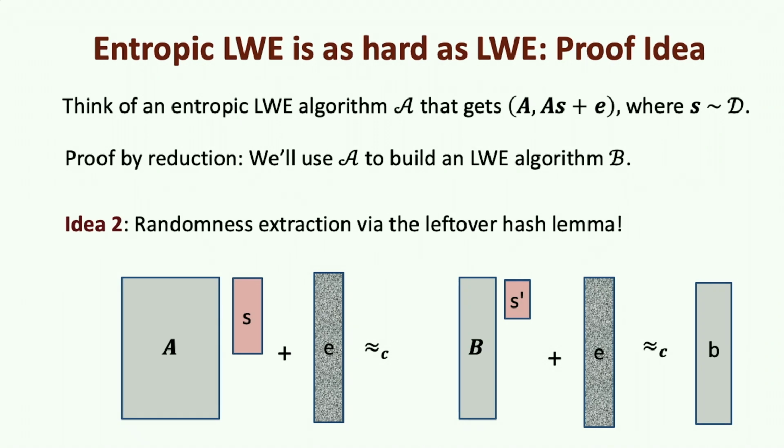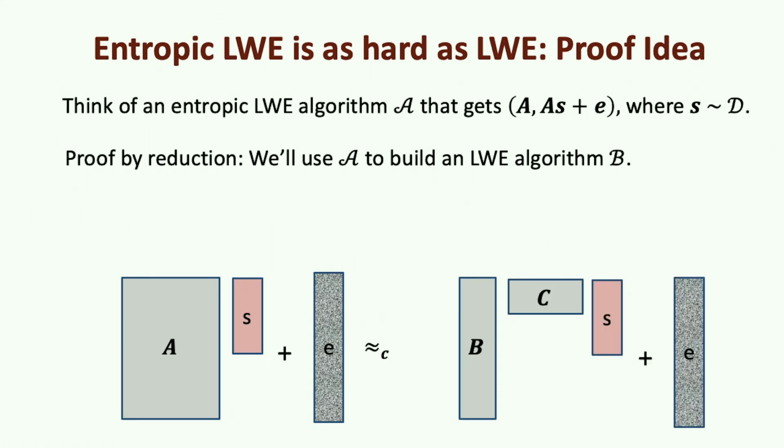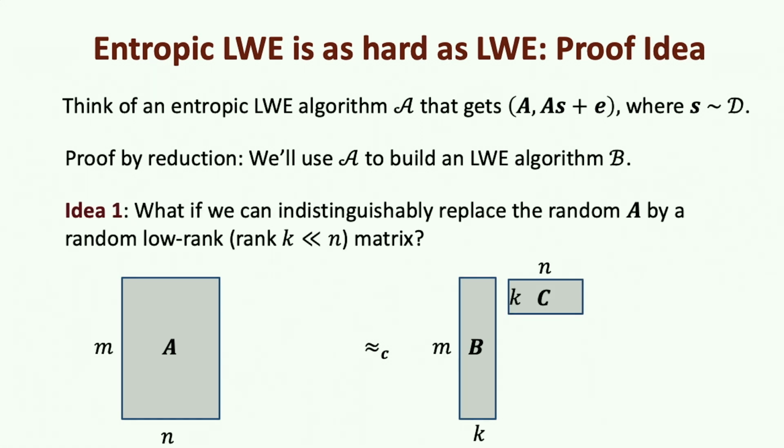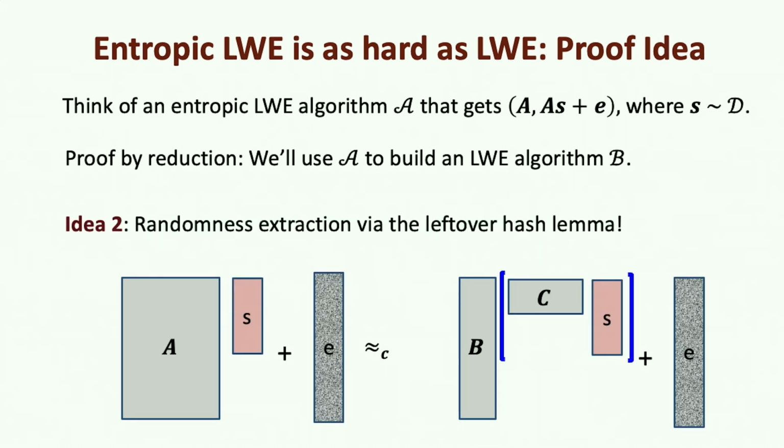So I used LWE twice. One to argue that these guys at the very end, and to argue that these two guys are indistinguishable. That's what I want to do, right? At this point, it's not true. So how do I fix it?